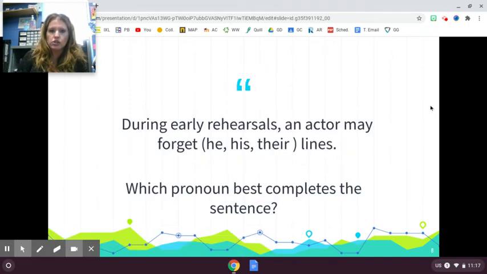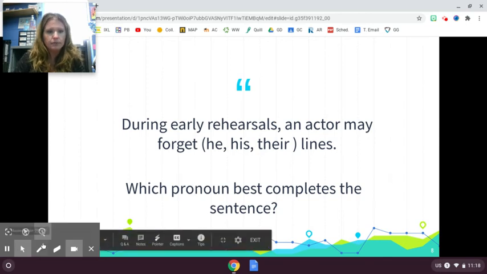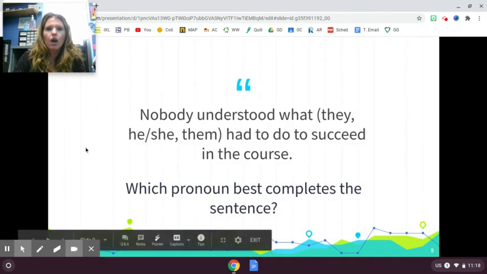During early rehearsals, an actor may forget he, his, or their lines. Which pronoun best completes the sentence? Depending on what you chose, the correct answer would be his. An actor may forget his lines, the lines that belong to him. The reason we know to choose his is because typically an actor is a male. If it's a girl, we say actress. So you would choose his on that one. Being persnickety there.